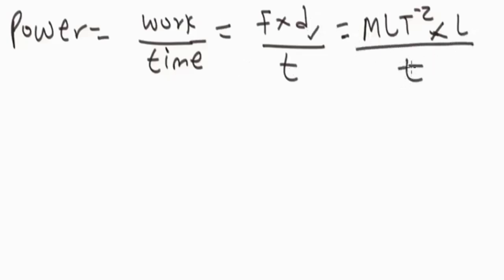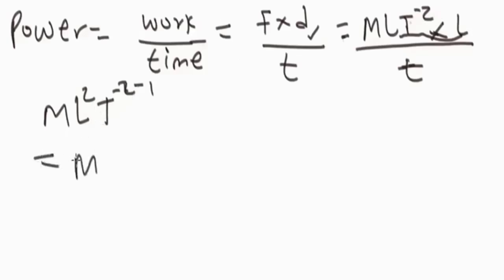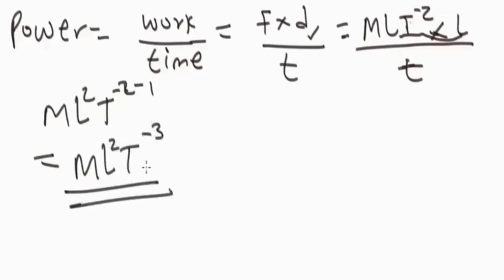When we simplify this, we have mass times length squared, since length times length gives length squared, then per time squared, minus 1, because we have time and time here dividing each other, so we subtract the powers. So when you simplify this more, you have the dimension of power to be mass times length squared per time cubed, and this is the dimension of power.